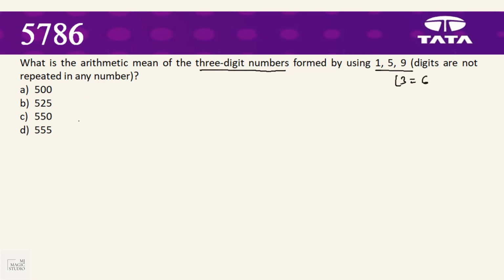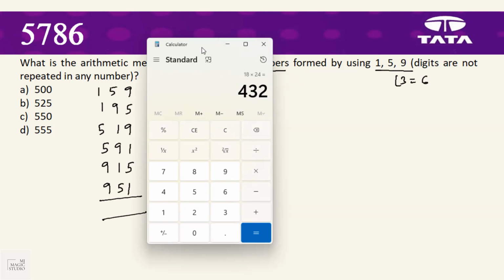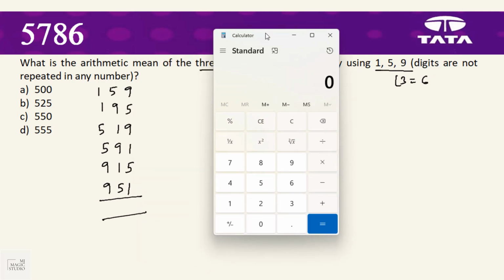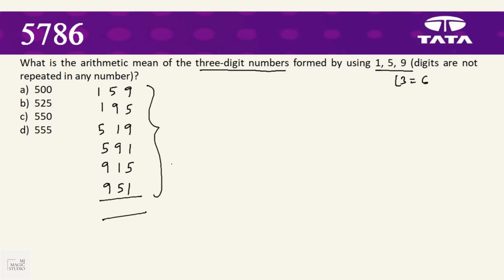So we can form the numbers, add them up and divide by 6, and we can very easily get the answer. The numbers would be 159, 195, 519, 591, 915 and 951. We can find the total of this and divide it by 6. So let's do it. 159 plus 195 plus 519 plus 591 plus 915 plus 951 is 3330, divided by 6 is 555. So the average of these 6 numbers would be 555. That is option D.